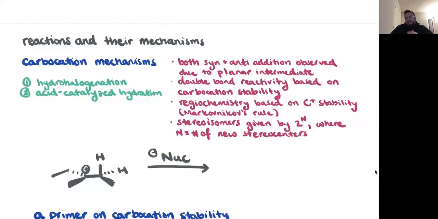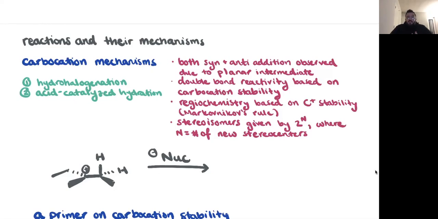And that's just because of the fact that you have a planar intermediate, right? That carbocation is sp2, and you guys know that the geometry of an sp2 atom is going to be trigonal planar. In terms of double bond reactivity, carbocation mechanisms experience rather different double bond reactivity compared to non-carbocation mechanisms, and we're going to be talking about that later on. Finally, the regiochemistry is based off of where the most stable carbocation forms, again largely governed by Markovnikov's rule.